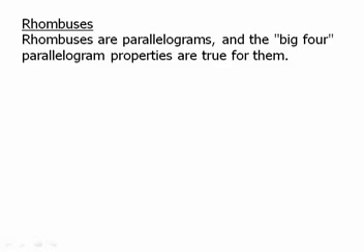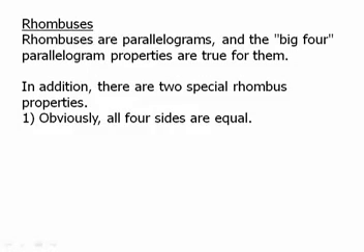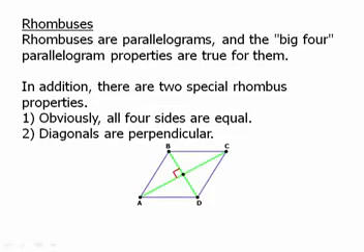So rhombuses are parallelograms, so they automatically have the big 4 properties. Every rhombus has those big 4 properties true that we just talked about. In addition, there are 2 special rhombus properties. All 4 sides are equal, and the diagonals are perpendicular. So if you have a parallelogram with perpendicular diagonals, it has to be a rhombus.